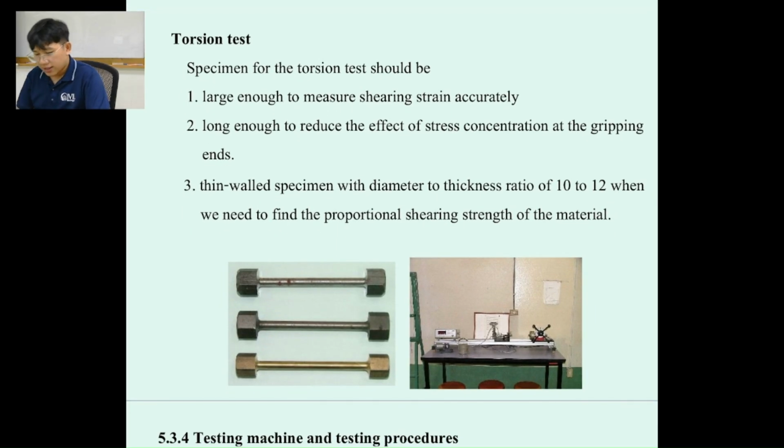All right, for the torsion test, we have things to consider. For example, number one, we need a sample light enough to measure the shear strain. It's also supposed to have a length long enough to reduce the effects of the stress concentration at the gripping end. And the third one is a thin-wall specimen with a diameter-to-thickness ratio of 10 to 12 to find the proportional shearing strength of the material.